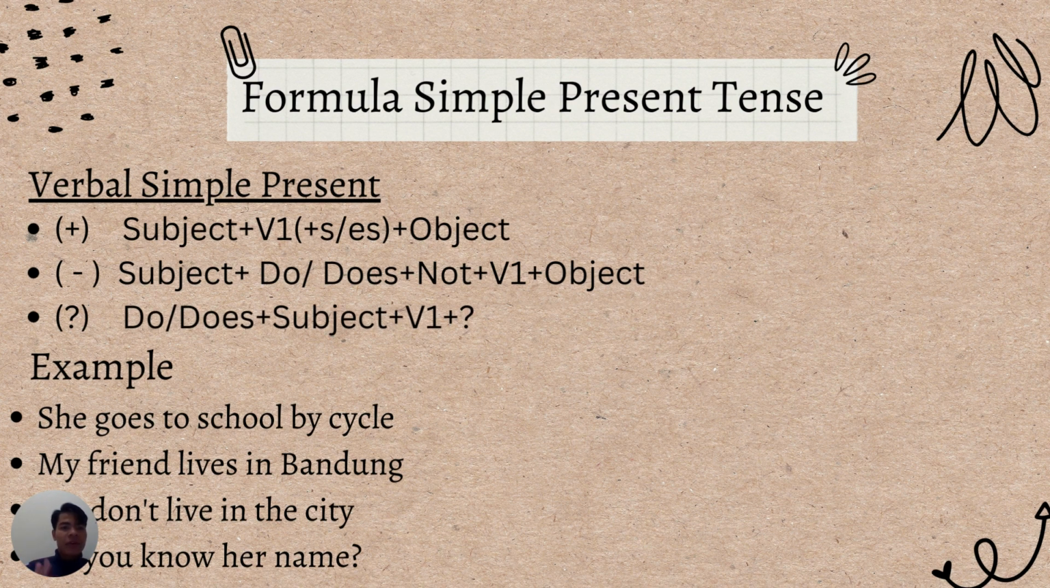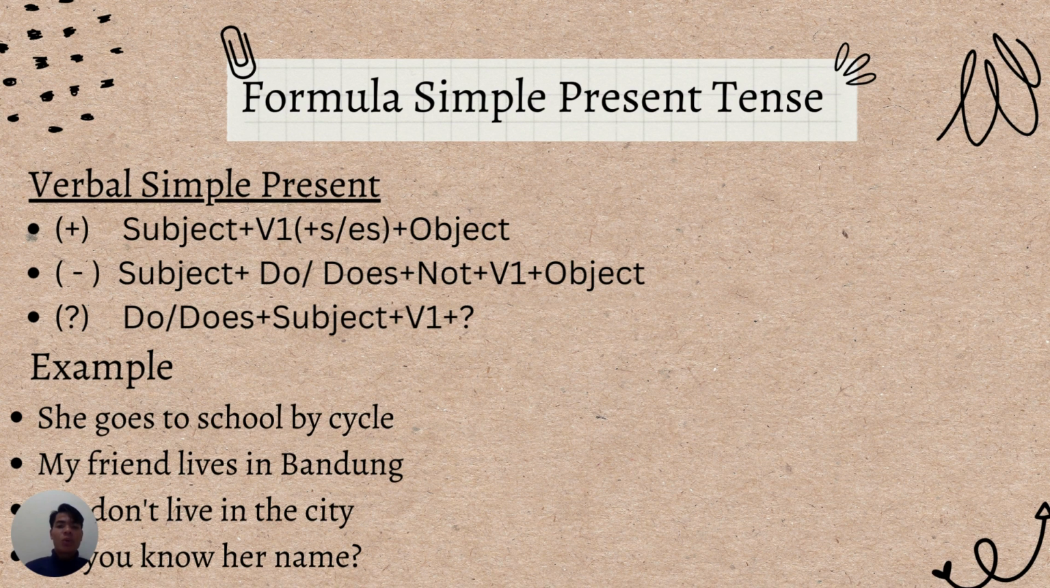And these are the formulas of the simple present tense. There are two formulas: verbal simple present and nominal simple present tense. For the positive sentence: subject plus verb one, infinitive, object. Negative: subject, do/does not, infinitive, object. Interrogative: do/does, subject, infinitive.